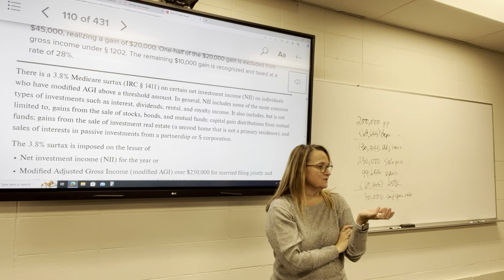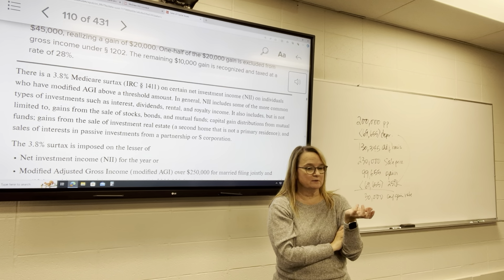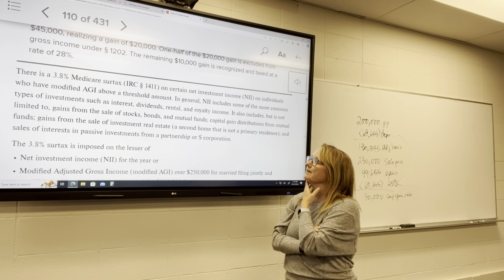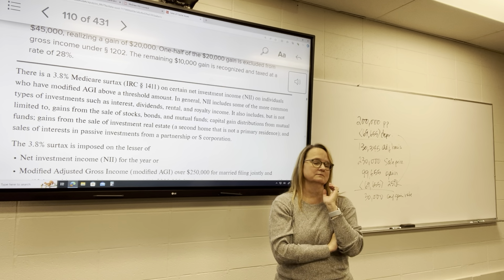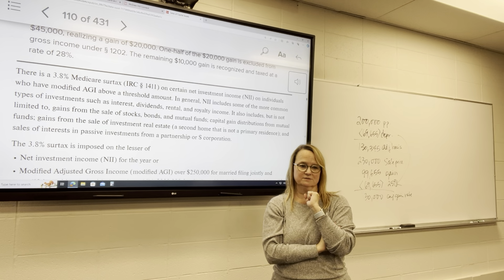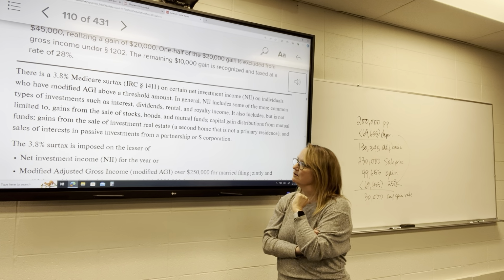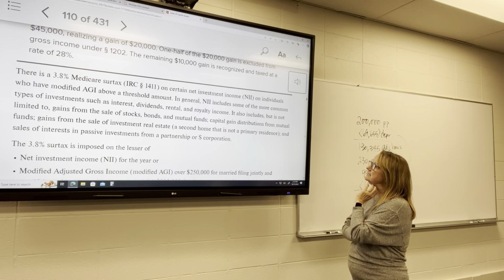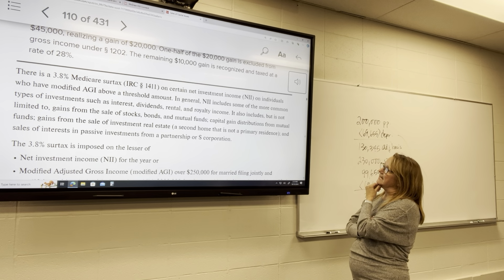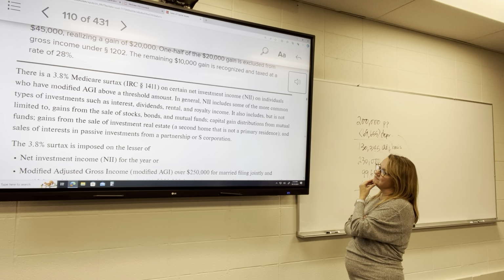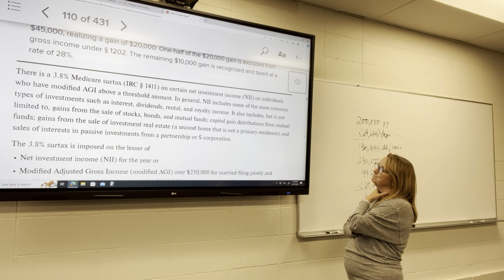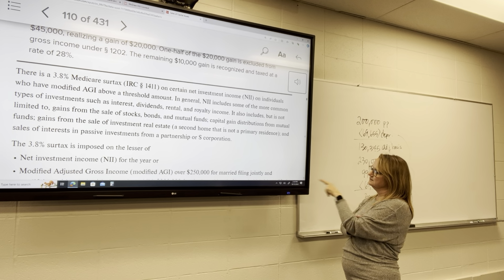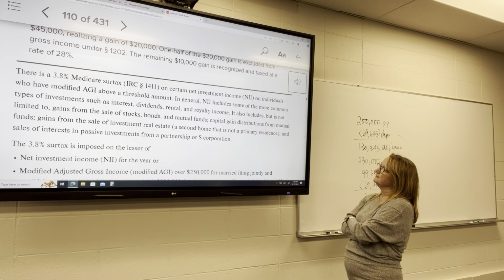So, we've got that additional Medicare tax on incomes over $200,000 and all that. There's another Medicare tax, but it is applied on net investment income. They call it NIIT, net investment income tax. So for individuals who have a modified AGI above a certain amount, I think it's $250,000 for married filing jointly.